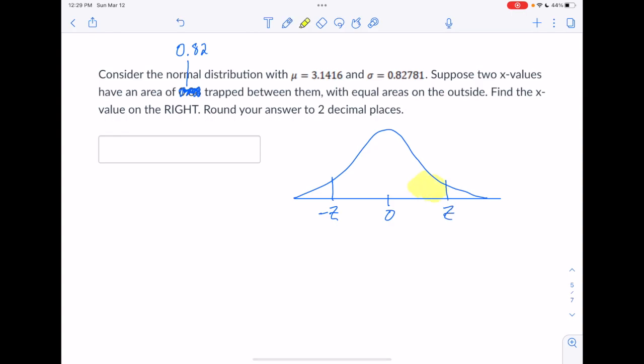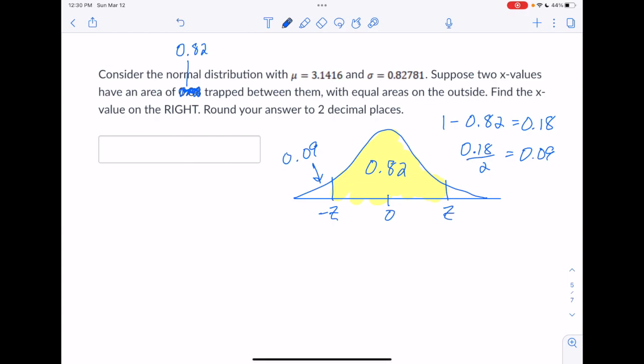So we want this area in the middle to be 0.82. And then next we want to think about what's on the outside. Total area under the curve is 1. So if we take that 1 and subtract the 0.82, we get 0.18. And then if we take that 0.18 and cut it in half, we get 0.09. The reason we cut it in half is because that remaining area gets split between the two tails. So we have 0.09 on the left and 0.09 on the right.